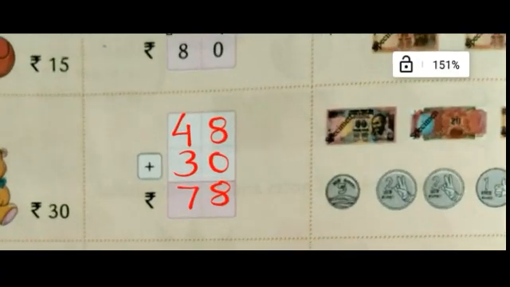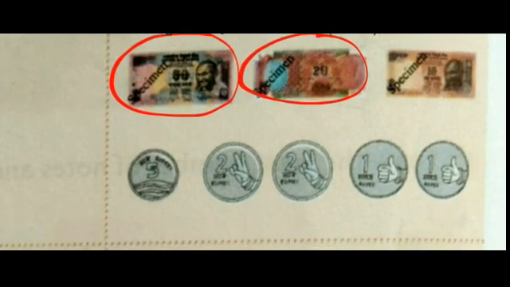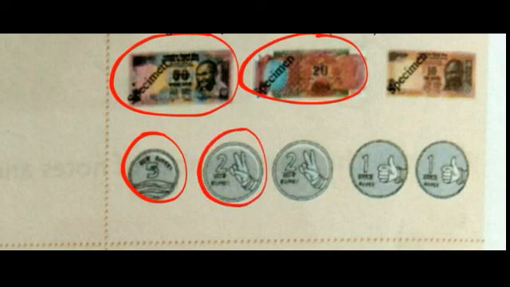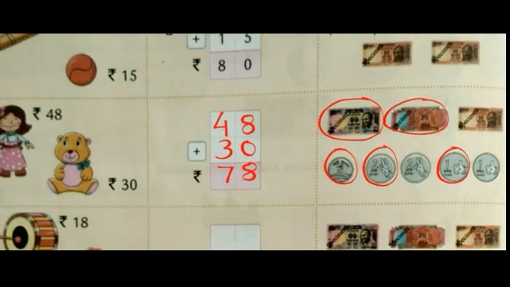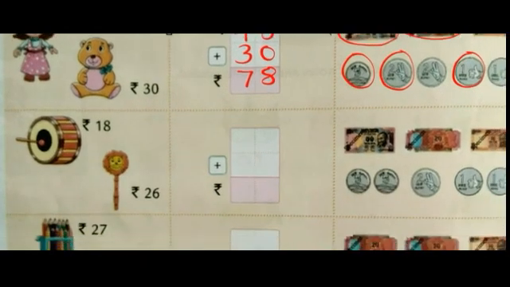78. So we can use a 50 rupee note and 20 rupee note. It will become 70. Still we need 8 rupees more. So here we can use 5 rupee coin. It will become 75. Now we need 3 rupees more. So see, total it becomes 78 rupees. Clear? This is the way we have to do it. First we have to find out the total cost and then we need to outline the money that is needed. Okay, let's see the next one.